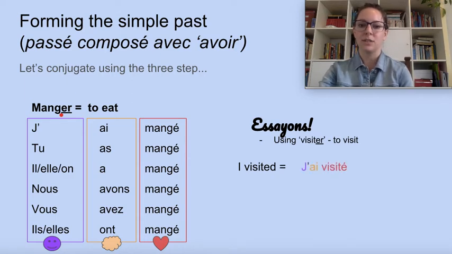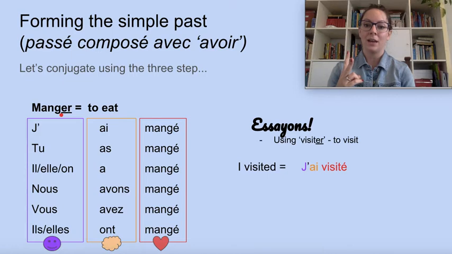The answer is j'ai visité. So I've got my three components. I've got my subject pronoun je, I've got my avoir auxiliary ai, and I've got my past participle visiter, with the e accent ending.